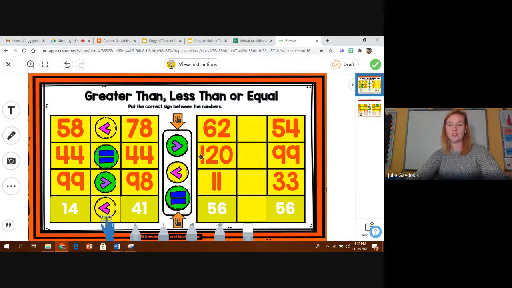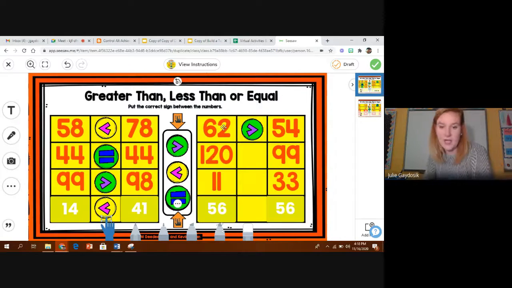Now there are some challenges on here just to see if you can figure it out, but it's okay if you miss those because we haven't talked about numbers past 100 yet. All right, so 62, is that less than, greater than, or equal to 54? So if I looked at the tens, there's 6 tens here and 5 tens here. So which one's more, 6 or 5? 6, right? So 62 is greater than 54.